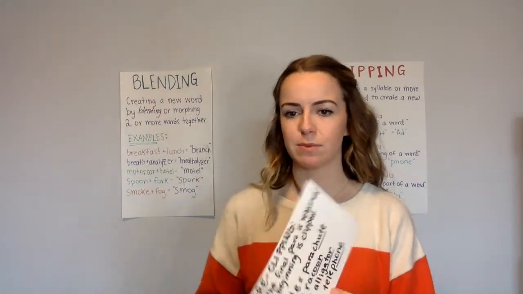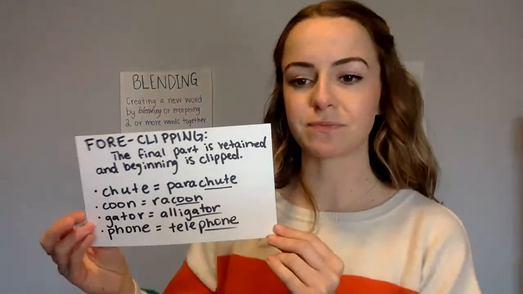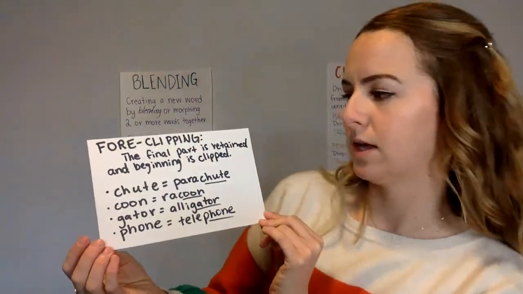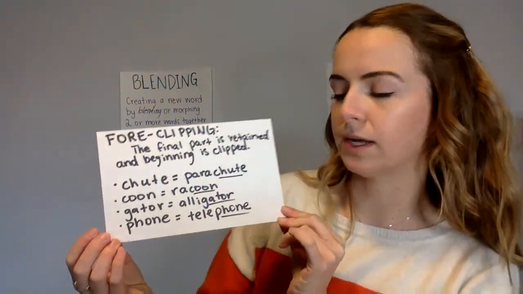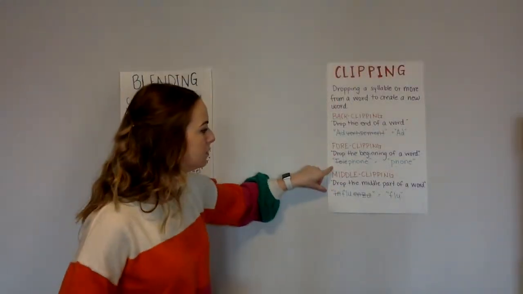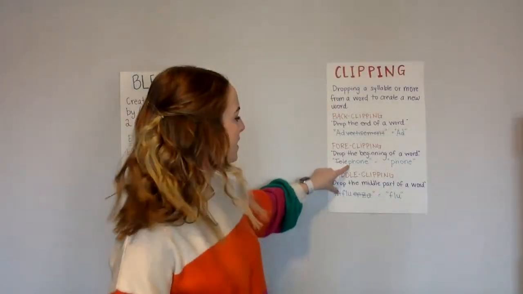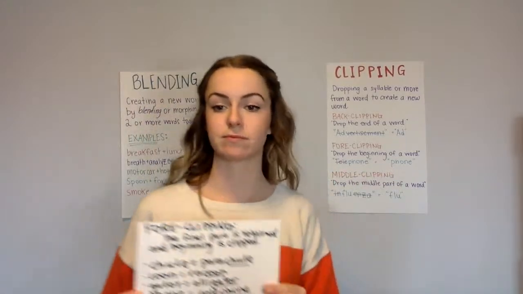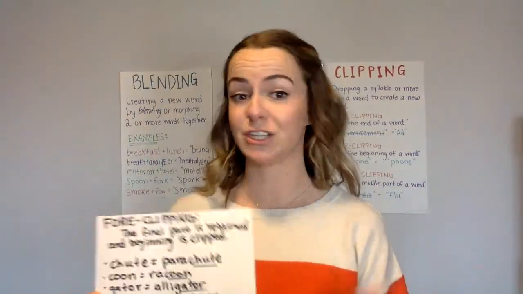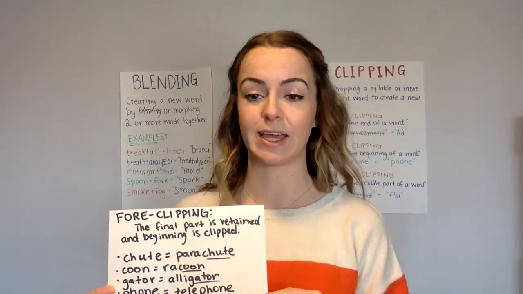Okay, good. Now we are going to move on to fore clipping. Fore clipping is when the final part is retained or left alone, and the beginning part is clipped. So here, for example, we have telephone. I went ahead and clipped tele and left phone to make it phone. They both mean the same thing. It's just an easier way to say telephone.